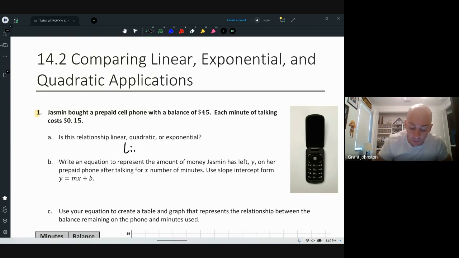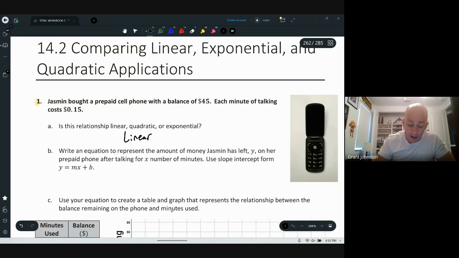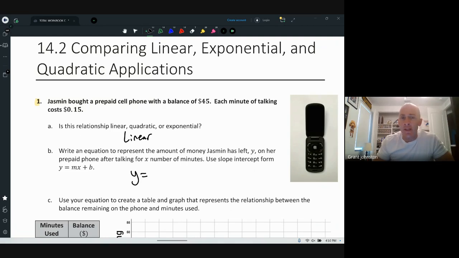That's a linear rate. It's going to be linear. So it says, write an equation to represent the amount of money Jasmine has left, Y, on her prepaid phone after talking for X number of minutes. Use slope-intercept form. Okay, so I'm going to say Y, which is the money she has left. And then it's costing, so she starts with 45. So that's going to be our Y-intercept, our B.